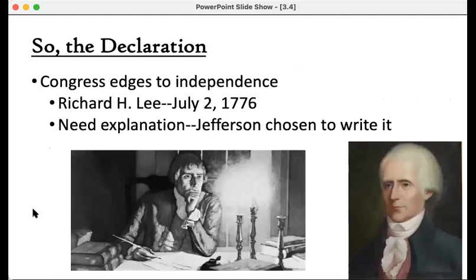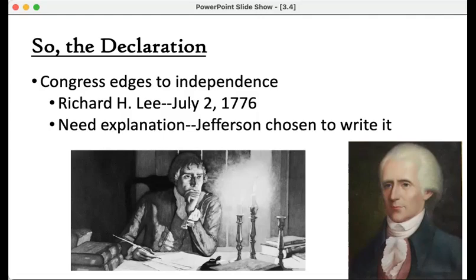Richard Henry Lee on July 2nd, 1776, is going to make a motion. And he moves that the colonies are independent from Great Britain. Dun, dun, dun, right? This is a motion on the floor. The representatives at the Second Continental Congress have to vote on it. And the Second Continental Congress goes, okay, but what does that mean? Can you expand on that?